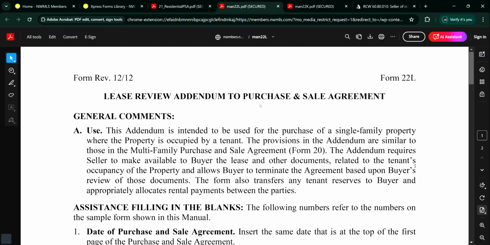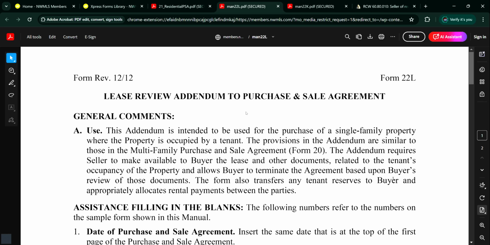Most of the time people try to write these addendums and language on a 34, when mostly it's already made. Pretty much every situation you can think of has a form. So let's take a look at the lease review addendum. General comments, use: this addendum is intended to be used for the purchase of single-family property where the property is occupied by a tenant. The provisions in the addendum are similar to those in multifamily purchase and sale agreement Form 20.